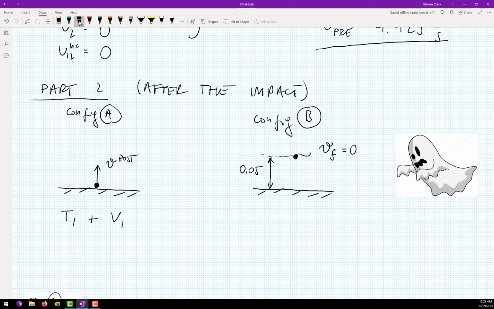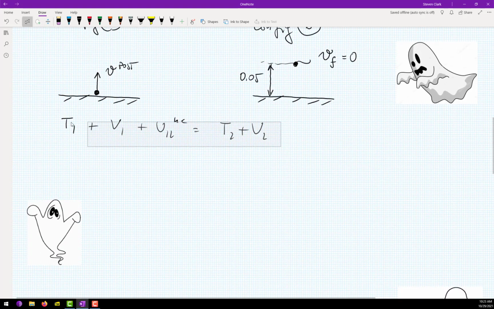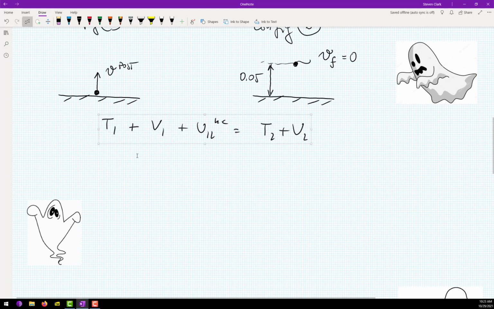T1 plus V1 plus U12 non-conservative is equal to T2 plus V2. That routine is becoming a little bit boring. Sorry, guys, we have to do it anyway. But let's do it quickly then, as we should do usually with boring things. Let's mark them out from our schedule.